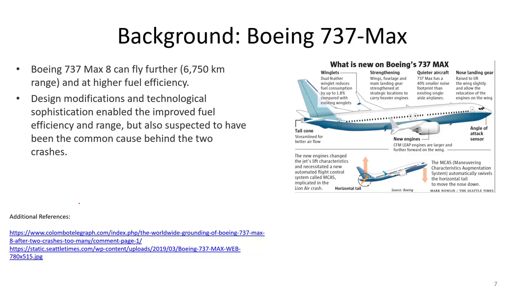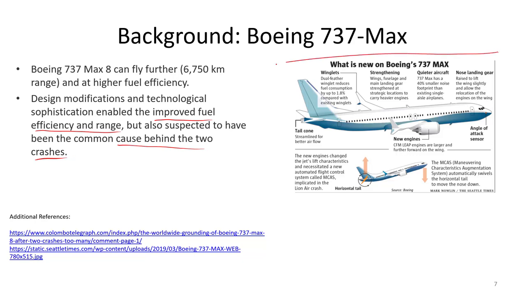Basically, the Boeing 737 MAX was considered to be a very high-efficiency aircraft, and it was designed to fly further and more efficiently than its predecessors. And part of the reason for this was because Boeing had implemented some design modifications that improved fuel efficiency and range. But it turns out those design modifications are also suspected to be the cause of those 2 plane crashes.